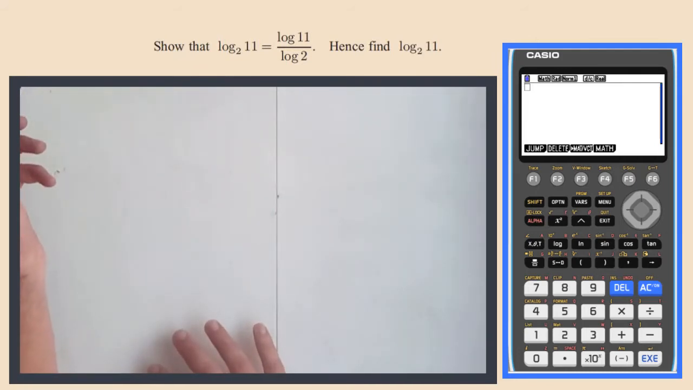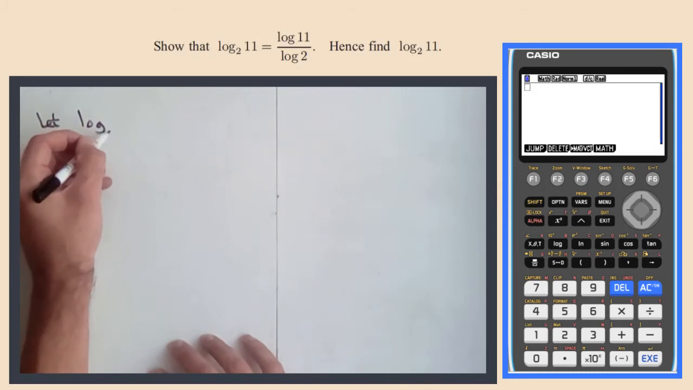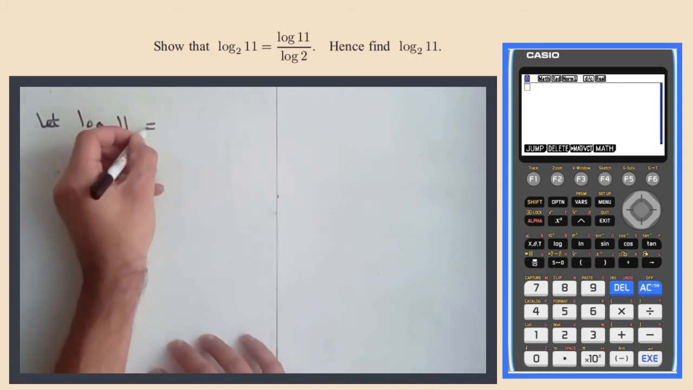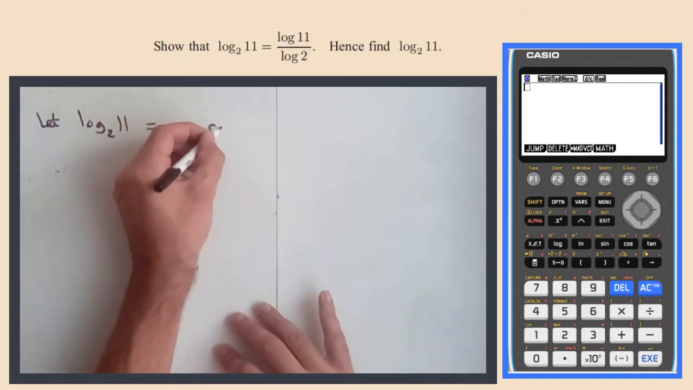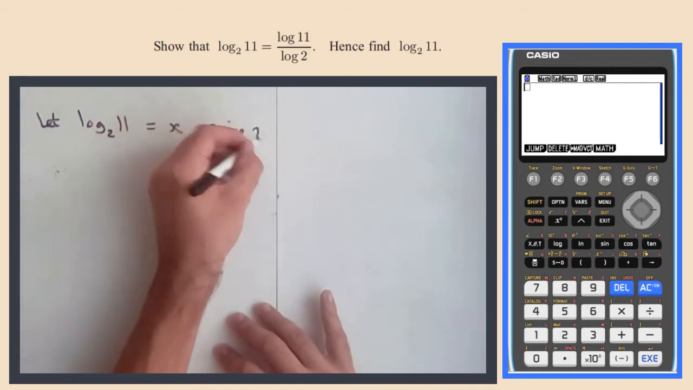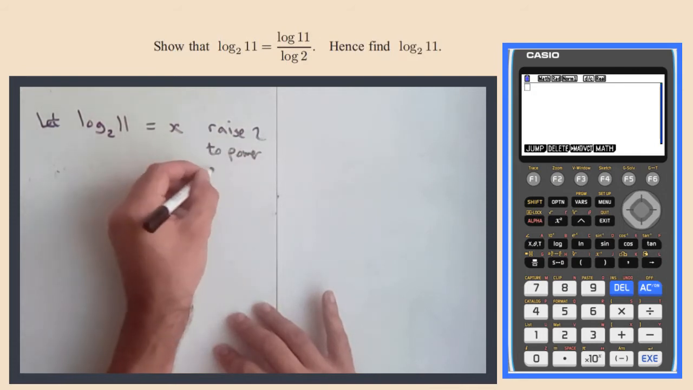So if we think about log base 2 of 11, we're going to call it x. So let log base 2 of 11 equal x. Now, the way to undo a log is to think about the base, which is 2. So you raise that base to the power of both sides. So we are going to raise the base 2 to the power of both sides.